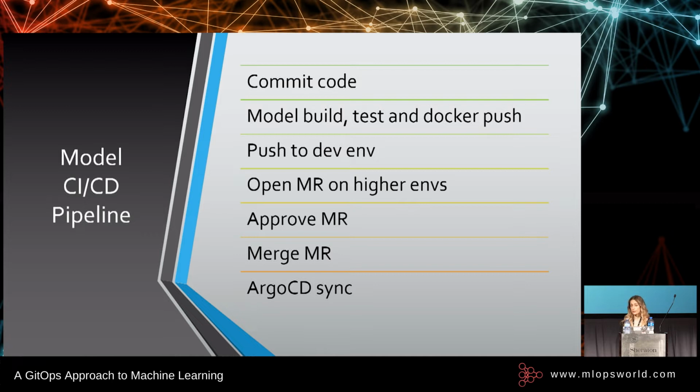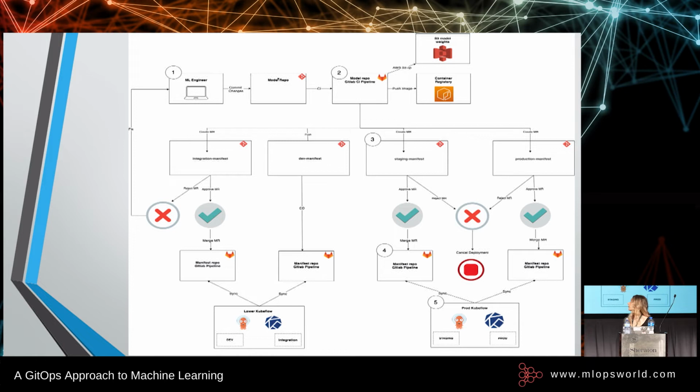But on higher environments like staging and prod, we open up a merge request where we allow for a manual approval process to happen according to merge request approval rules. And then once the merge request is approved, it is merged, and that pushes the model to higher environments through Argo CD sync. Okay, now let's dive deeper into how this all works. And hopefully you can all see this diagram. The font is a little bit small.